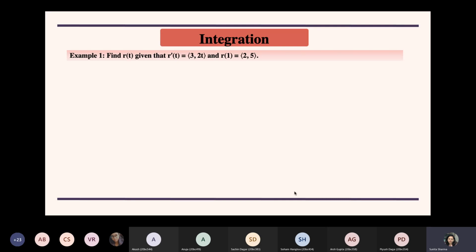Okay, so let us start with this question. You have to find the position vector, or any r(t) vector, given that r'(t) is this. That means these are the components, and a specific r is given to us. So when t is 1, r(1) is (2, 5). That is given to us. We would be needing this to find out the constant of integration. I'll give you 2 minutes and then we'll discuss the solution to this.